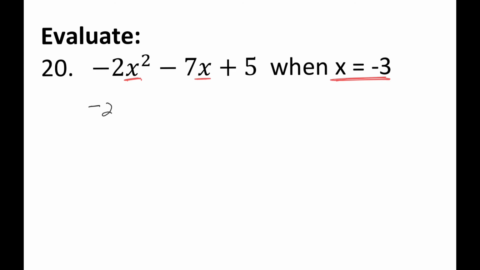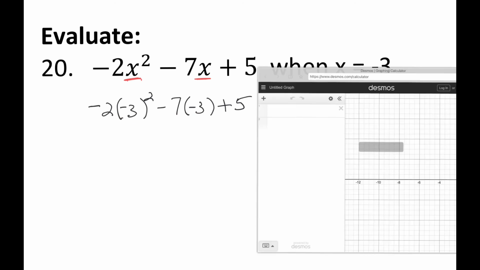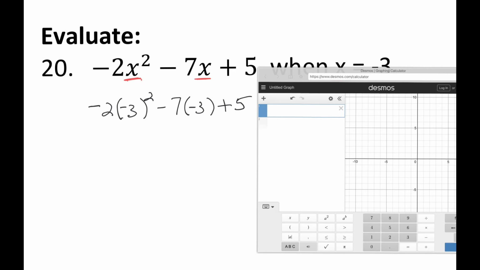So I'm going to bring down the -2. I'm going to use parentheses, put a -3 here, squared, -7, put another parentheses, and substitute the -3 and the +5. Now, in order to simplify this, you can use PEMDAS, order of operation, or you can use decimals. In decimals, you guys will substitute the -2, parentheses, we have the -3 squared, and we have the -7, parentheses, -3, close parentheses, and you guys will have the last one, +5. So I close parentheses here, +5, and we get an answer of 8. So this simplifies to 8.